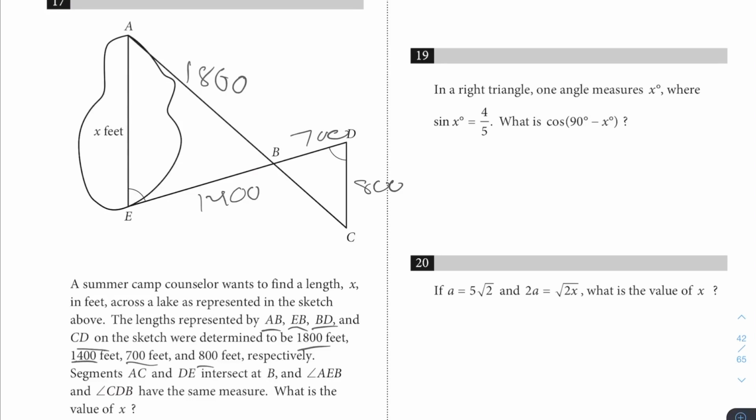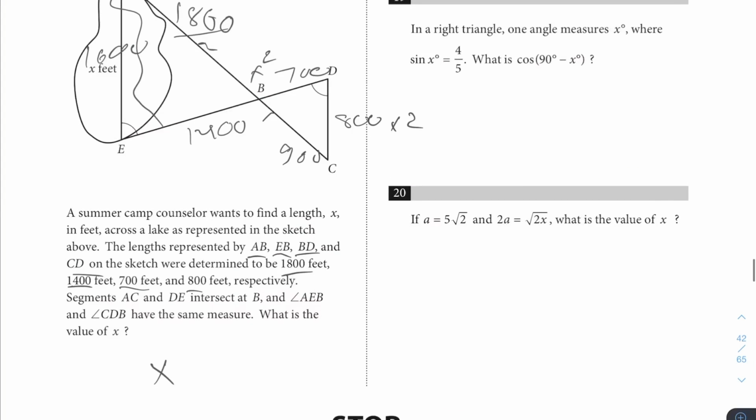So as you can see, 700 corresponds to the 1400, showing that they're similar triangles. So multiplying 700 times 2, you get 1400. So to go small, you can divide this by 2 and you'll get this is 900. But it's asking for this, and it gives us this. So we just multiply 800 times 2, and we'll get 1600, which means x equals 1600.